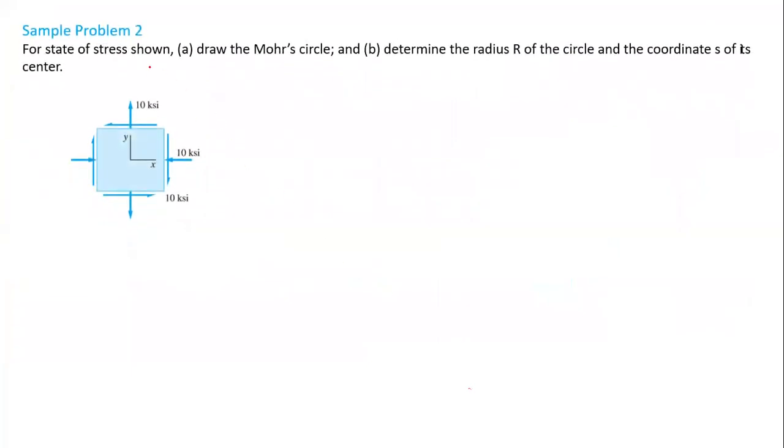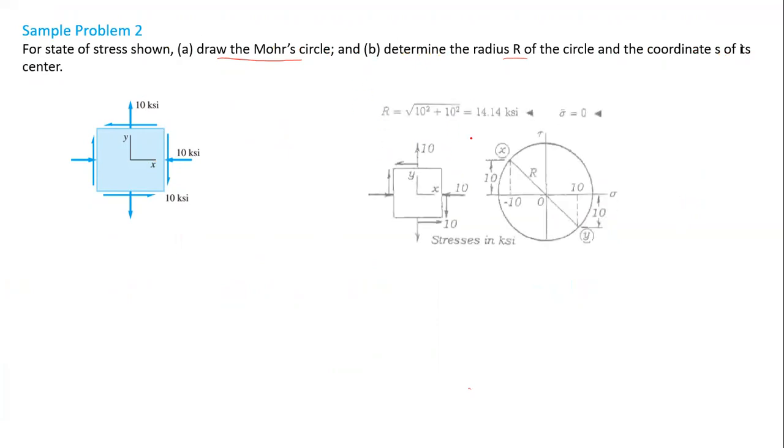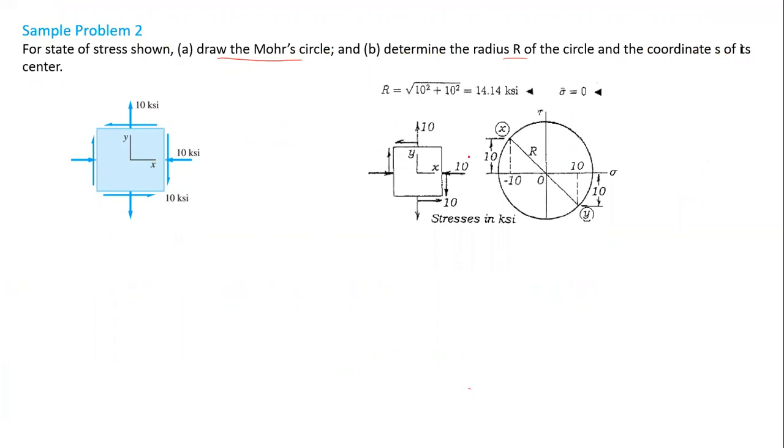So for the state of stress shown, draw the Mohr circle and determine the radius of the circle and the coordinates of its center. So radius and center ang atong pangitaon. So first, i-draw na nato ang Mohr circle. So as you have seen, positive ang sigma y is equal to positive 10 psi.